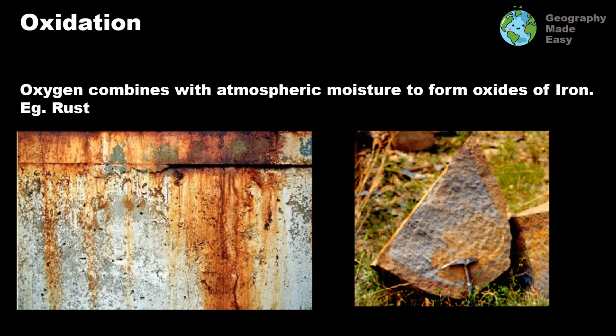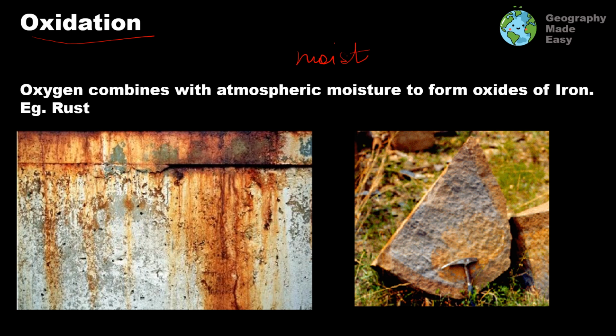Next, we have a very commonly seen chemical weathering. Again, this is mostly seen in areas which are very moist. So atmospheric moisture has to be high, and this process is called oxidation. Oxidation is when oxygen combines with atmospheric moisture to form oxides, and in most cases we see iron. So iron is changing to form iron oxide, and iron oxide is called rust.